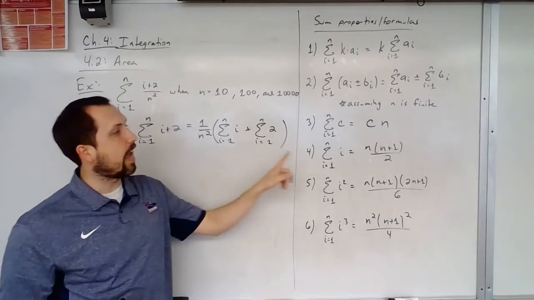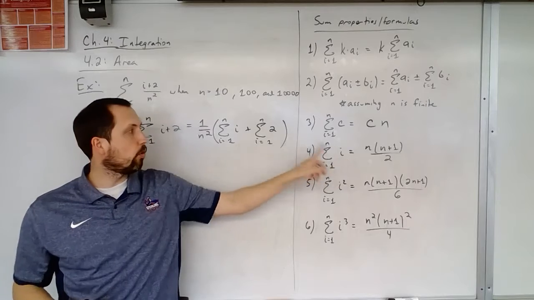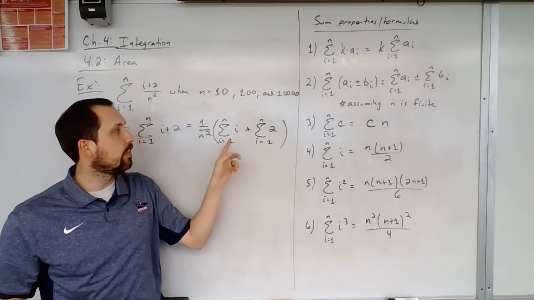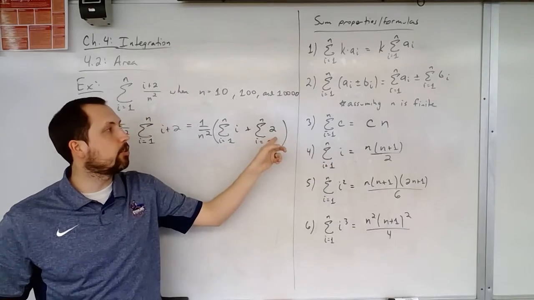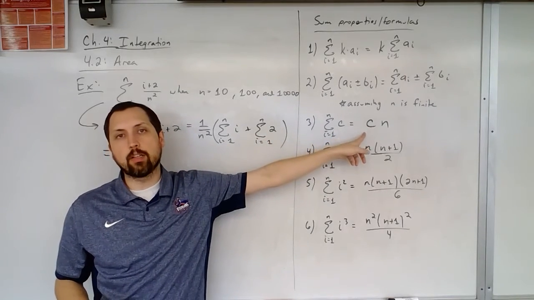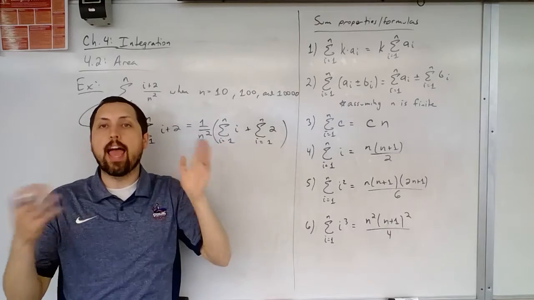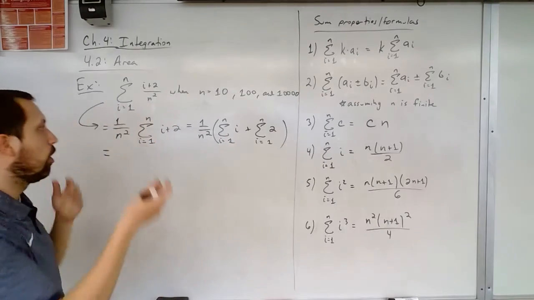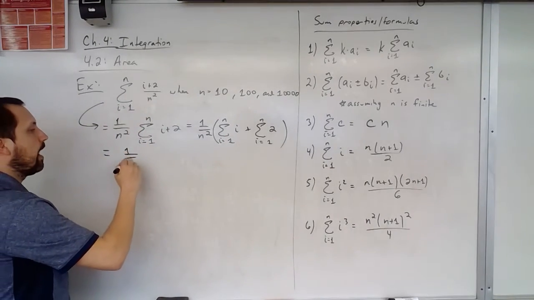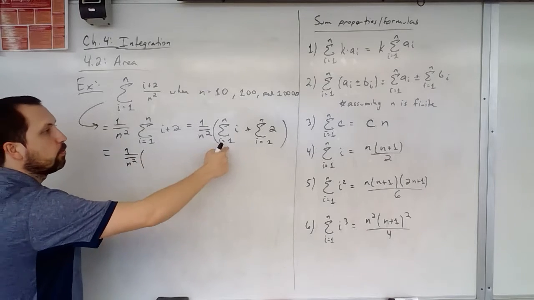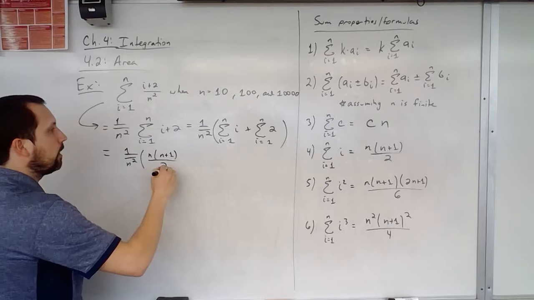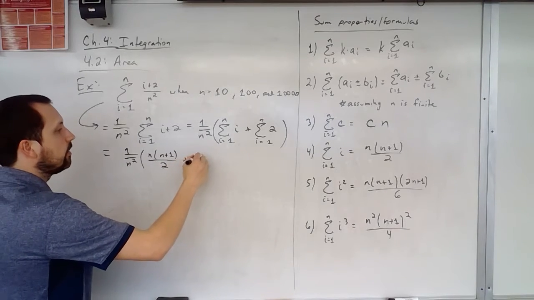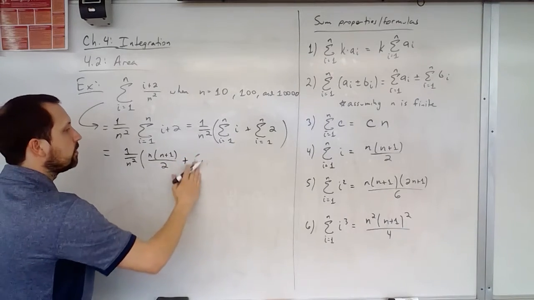Then what I see is that I can use this rule number 4 right here because I'm adding i's from 1 to n, and I can use this formula. And here, 2 is my constant. I could use this formula, so I'm adding 2 n times together. So this becomes 1 over n squared, and then this one we said is going to be n times n plus 1 divided by 2, plus 2n.